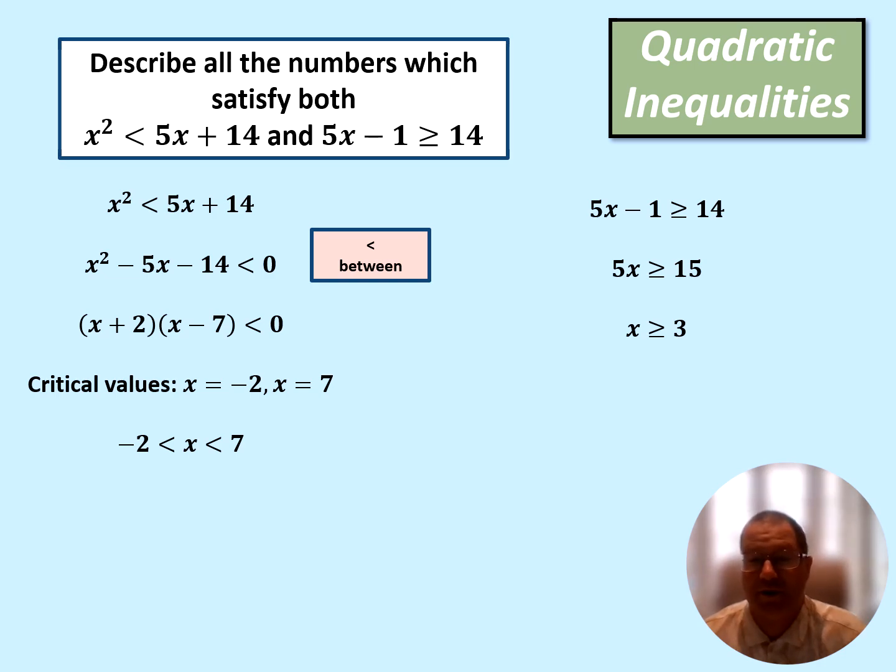The inequality is less than, so it's the in-between region, -2 to 7. For our linear inequality, we simply need to add 1 and divide by 5, and we get that x is greater or equal to 3. But we need to find the numbers which satisfy both.